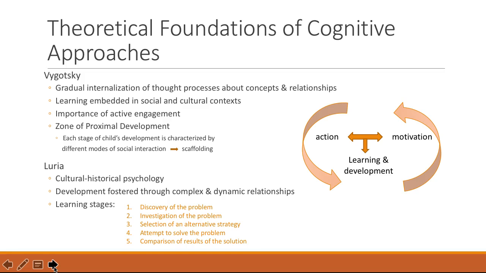Luria was a developmental psychologist who believed that a child's development could not just be explained through a natural inborn process, but rather that development is a complex and dynamic relationship between many different factors. Luria felt that individuals problem solve and learn new concepts through 5 steps: the discovery of the problem, investigation of the problem, selection of an alternate strategy, attempting to solve the problem, and comparison of the result to the solution. Children tend to verbalize each step as they're learning a new skill and then move towards mentally rehearsing the steps of an activity.